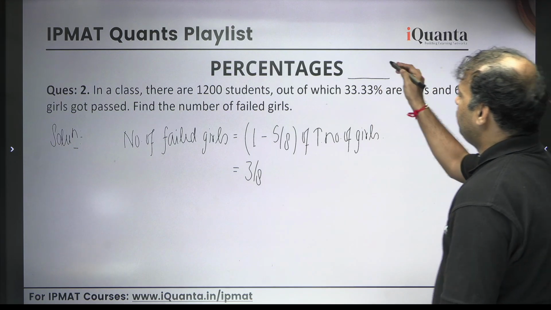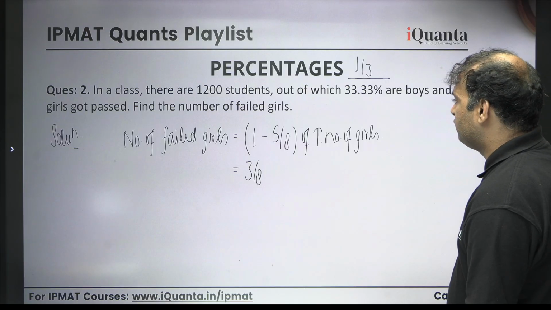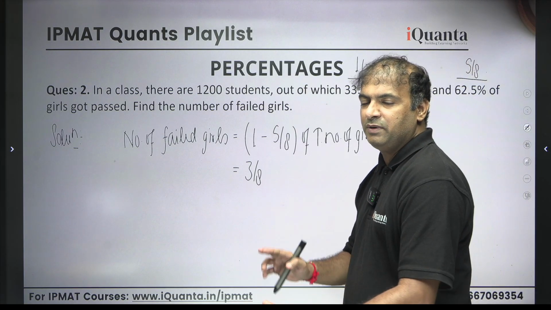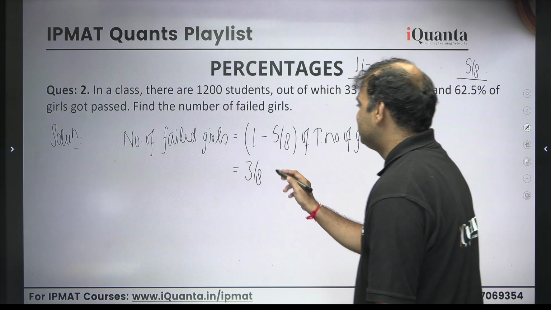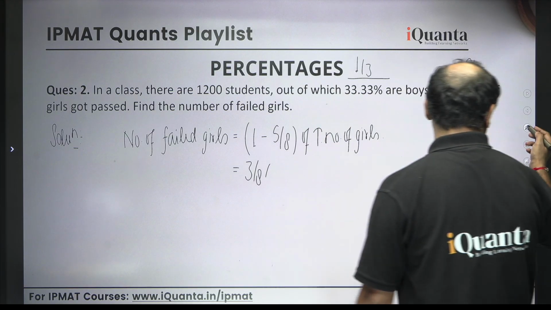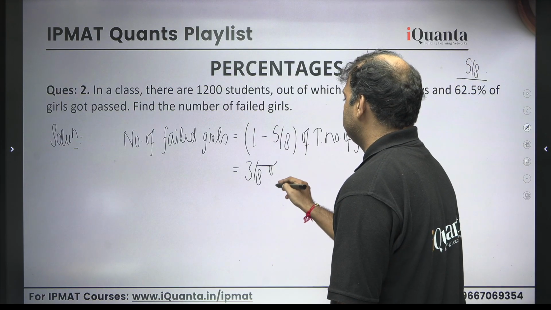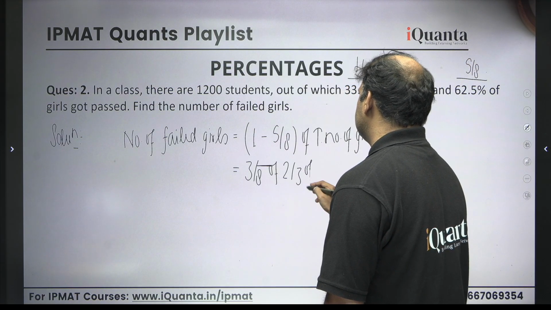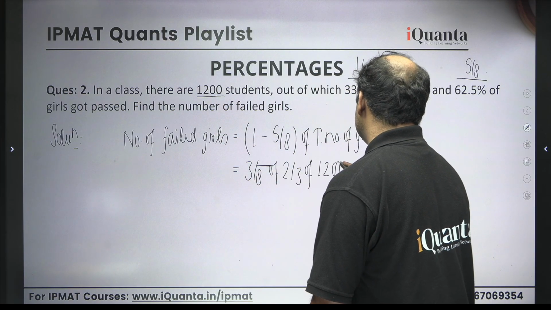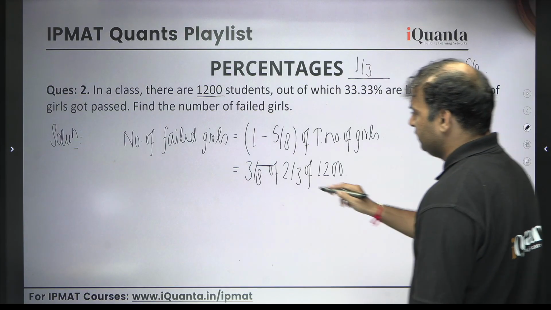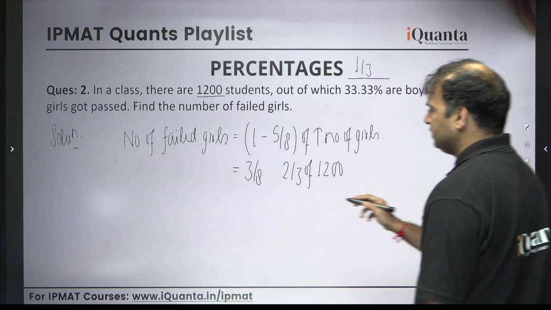See, the boys are 1 by 3, 33.33% is 1 by 3. So the number of girls, I'm sure you can do it verbally now. It should be 1 minus 1 by 3, which has to be 2 by 3. Simple, right? So 3 by 8 of the total number of girls, and the total number of girls, as we just discussed, has to be 2 by 3 of the total number of students, right? And the total number of students is given to us as 1200. So finally we can say this is 3 by 8 of 2 by 3 of 1200.